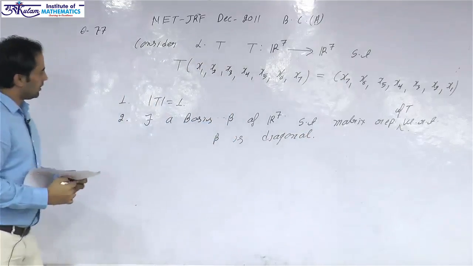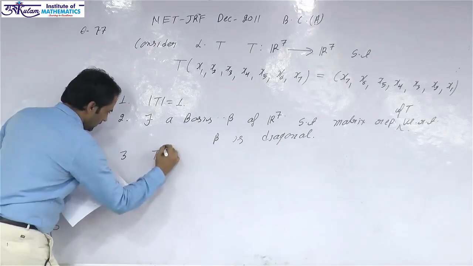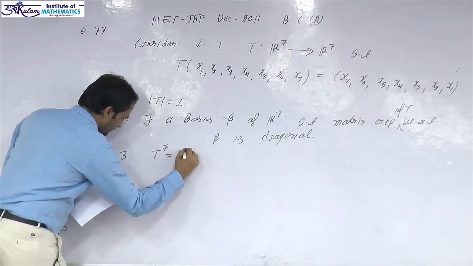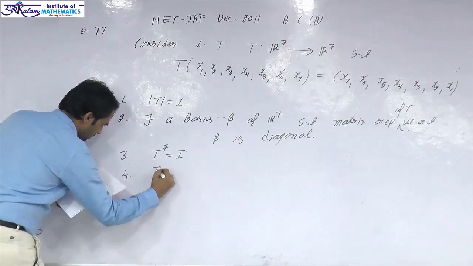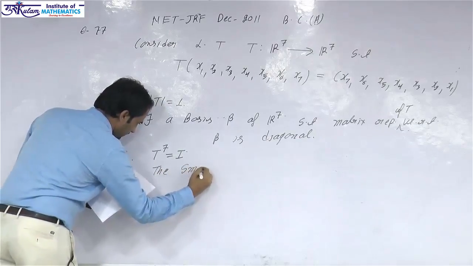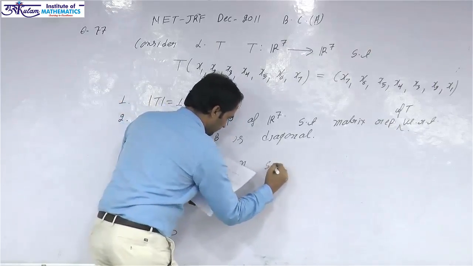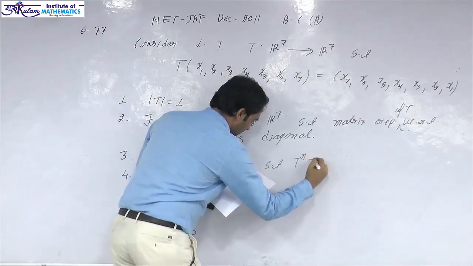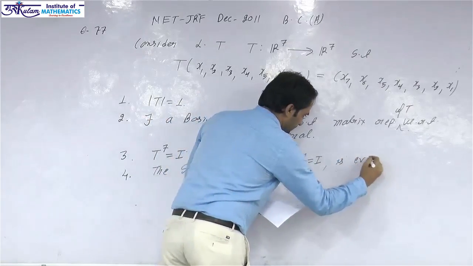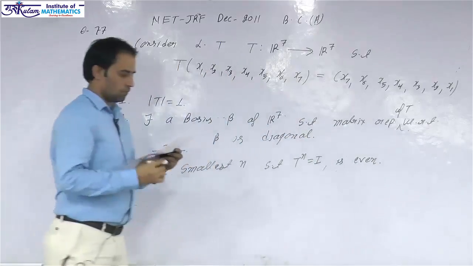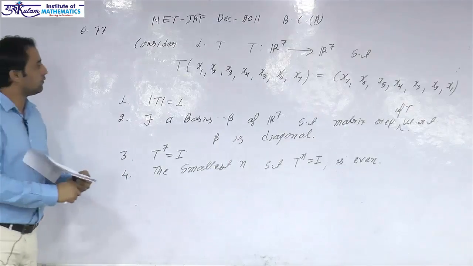So this is the second option, and the third option is T to the power 7 is identity, and the fourth option is the smallest n such that T to the power n is identity is an even number. So these are the four options in this question. So let's start with the given information.